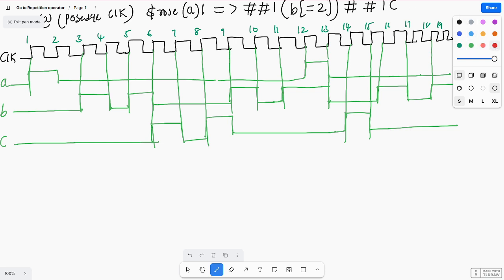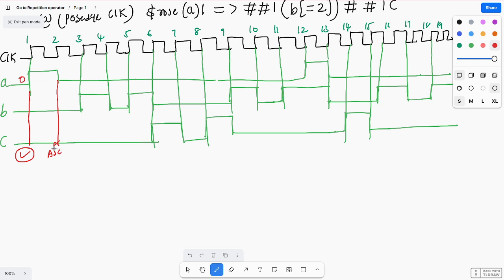So what happens here? First I am checking for A. At A, this is a partial pass. Why? Because A equal to 0, so this is a partial pass. After that, at the second cycle, the assertion starts.